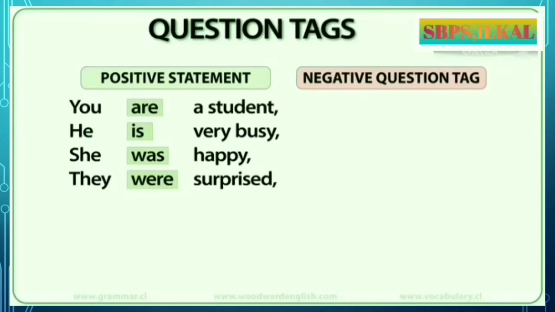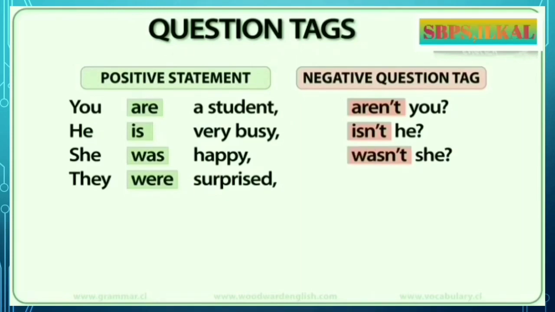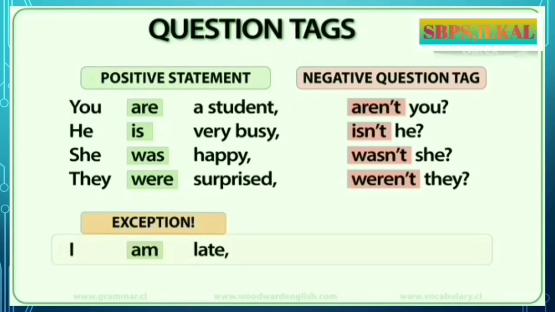So first one, yes, aren't you? Second one, he is, isn't he? Third one, she was, wasn't she? They were, weren't they? Very good.